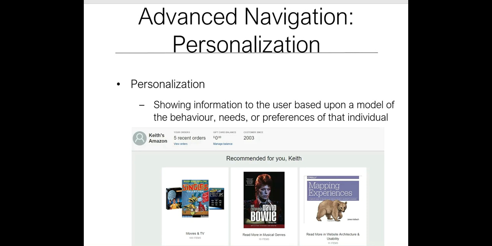In this case, this is Amazon, showing me some various things based on my past purchasing experiences that Amazon thinks I might be interested in. In this case, MST3K videos, a book on David Bowie, and hey, check this out, another cool book on information architecture, looking at mapping experiences from O'Reilly. I might want to go back to that one. That looks interesting. Anyways, personalization, again, the idea is showing information to the user based upon a model of the behavior, needs, or preferences of that individual.